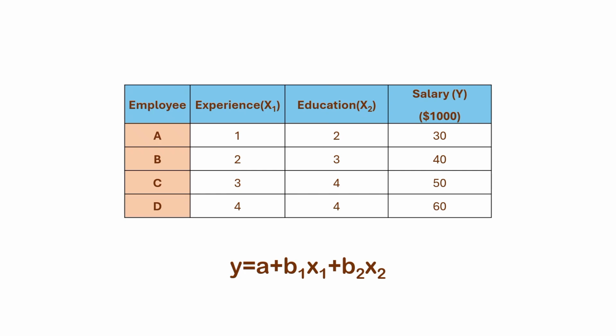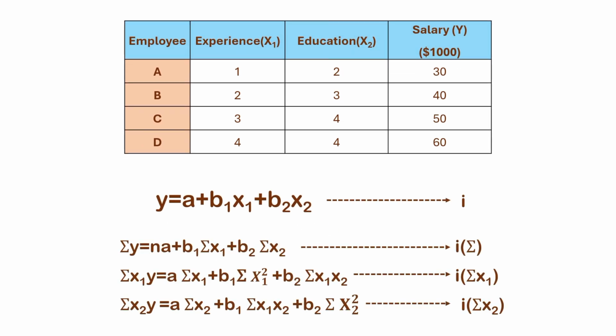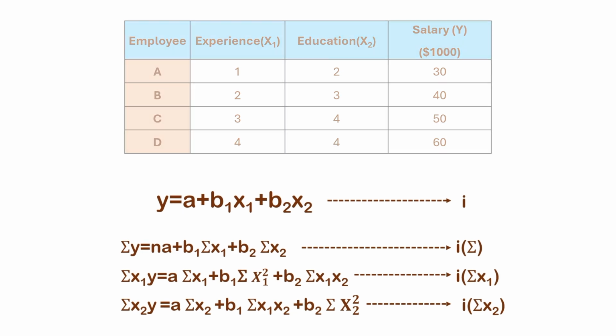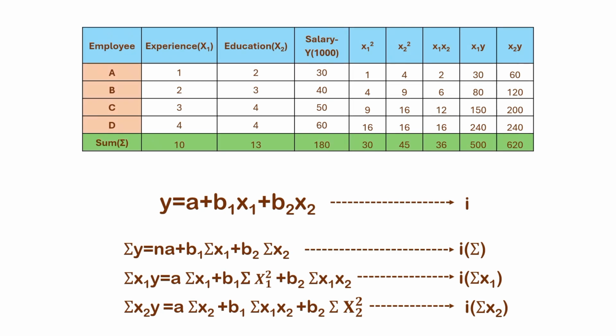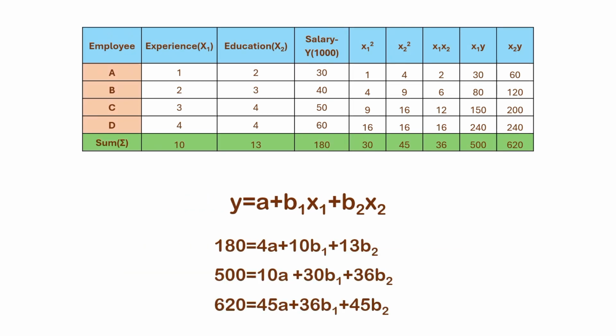Now you have to calculate the intercept a and the regression coefficients b1 and b2. For that, we multiply this equation by summation x1 and summation x2 respectively. So we get these three equations. To input values, we calculate this table. Now we input our calculated values.